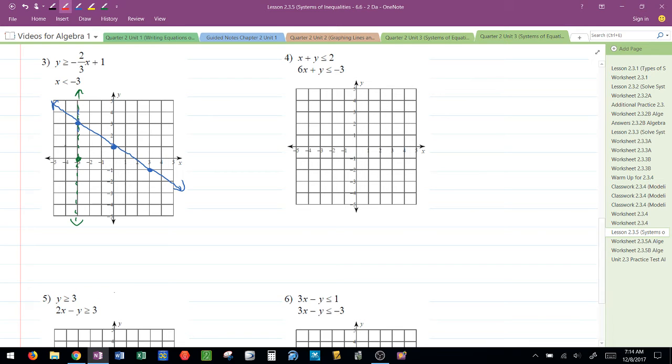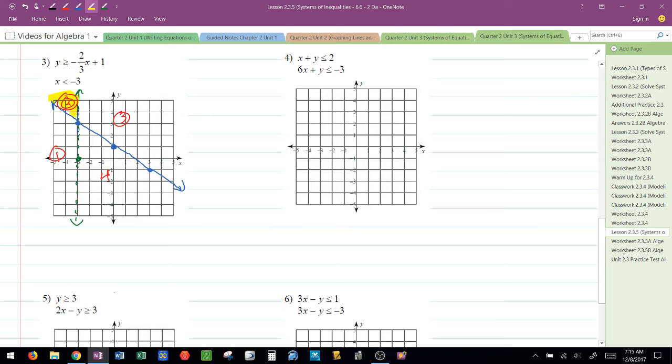This creates 1, 2, 3, 4 different regions. For the blue line, the inequality says y's are big. That's up in region 2 and 3. For the green graph, that's x is less than -3. That is region 1 and region 2. The overlap occurs up here in region 2.